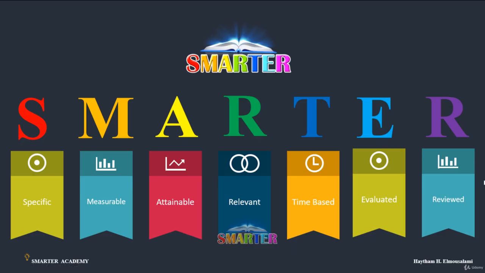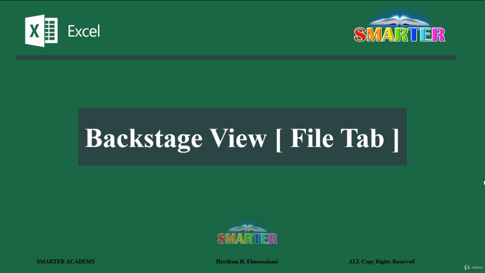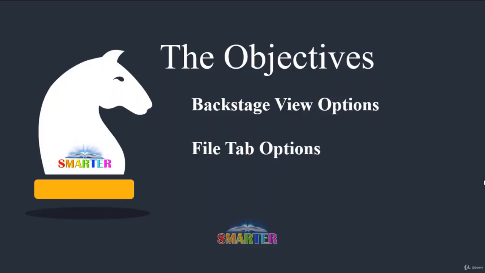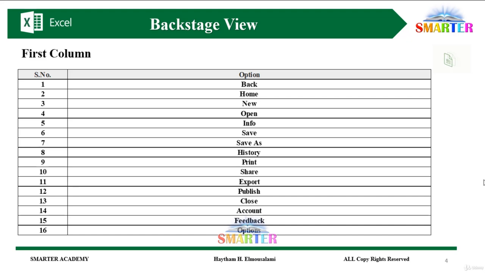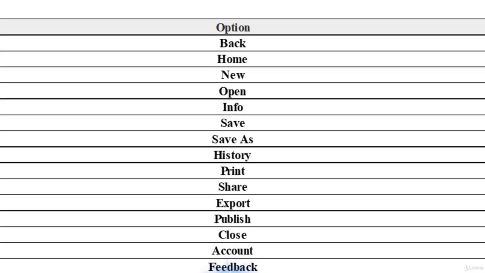Today we are going to discuss the Backstage View of Microsoft Excel. And Backstage View means File tab. So we are discussing the Backstage View options and the File tab options. File tab options include many commands and many tabs like New, Open, Info, Save as, History, Print, Share, Export, Publish, Close, Account, Feedback, and Options.